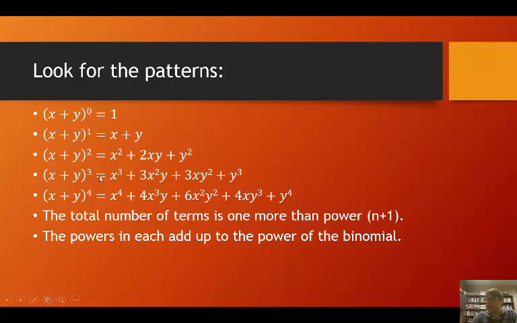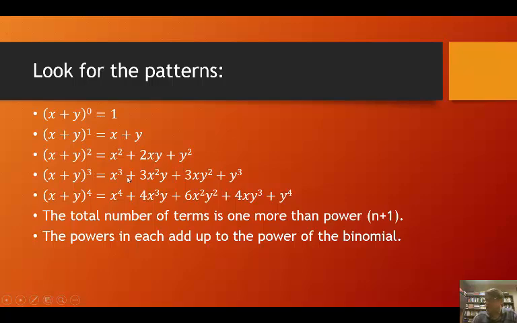So look at this one. This is to the 4th power. The first one is to the 4th power. The second one, anything when we don't write, that's to the first power there. So 3 plus 1 is 4. 2 plus 2 is 4. 1 plus 3 is 4, and 4. So the terms, the powers in each expression add up to the power of the binomial.